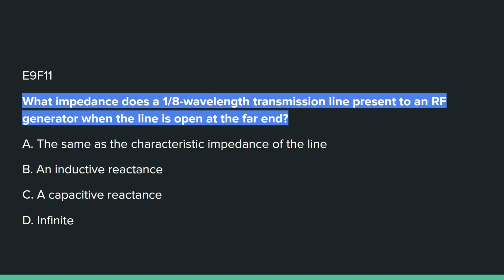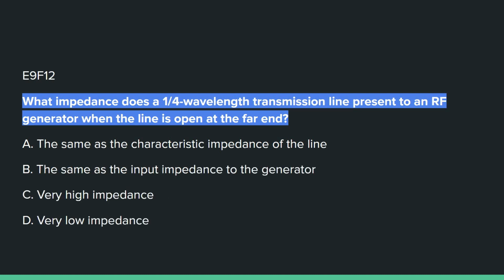E9F11, what impedance does a 1/8 wavelength transmission line present to an RF generator when the line is open at the far end? C. A capacitive reactance. E9F12, what impedance does a quarter wavelength transmission line present to an RF generator when the line is open at the far end? D. A very low impedance.